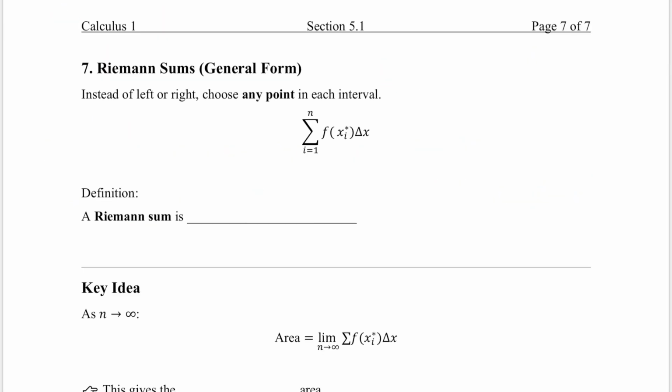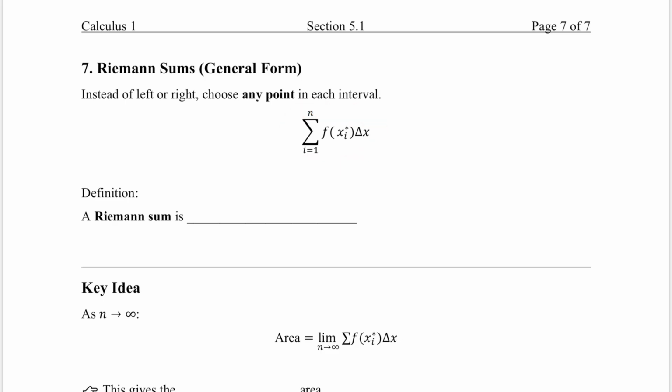Now, we are going to bring everything together with one very important idea in calculus, Riemann sums. So far, we've been using the left endpoints, the right endpoints, but now we are going to make it more general. Instead of always choosing the left or the right, we can choose any point in each interval. We write this as the sum from i equals 1 to n of f of xi star times delta x.